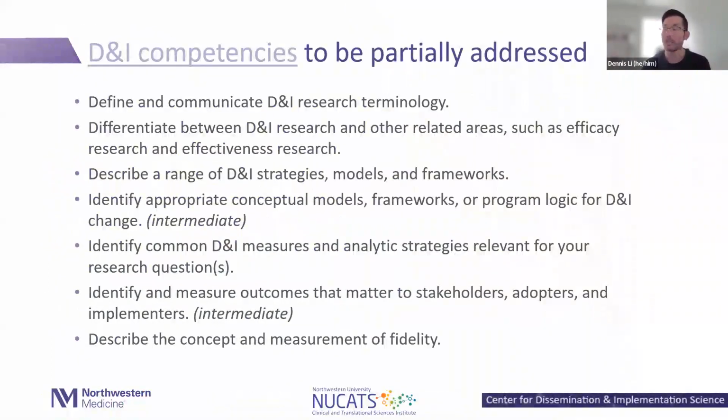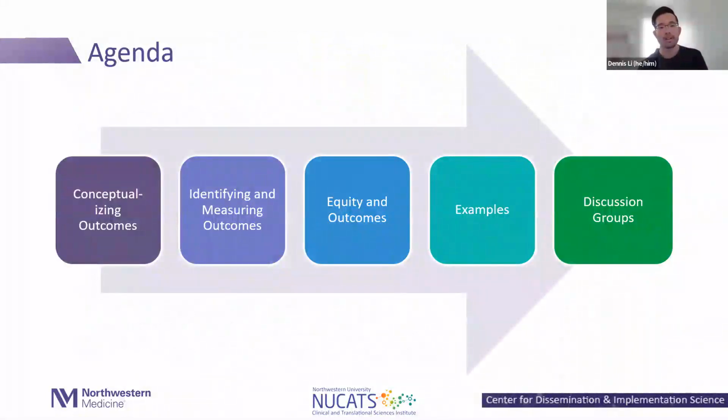So at the beginning of the course, we said that our course in total is designed to address a number of D&I competencies. And we decided that moving forward, we want to cover or list out at least the specific competencies that will be addressed by this and partially addressed by this presentation. I'm not going to read through them, but the list is here for you to peruse when you get the slides. On our agenda today, we're going to be conceptualizing implementation outcomes and then talking about identifying and measuring them. We'll have a specific focus on how outcomes relate to equity, and then Miriam will provide an example from her work before we hop into discussion groups.